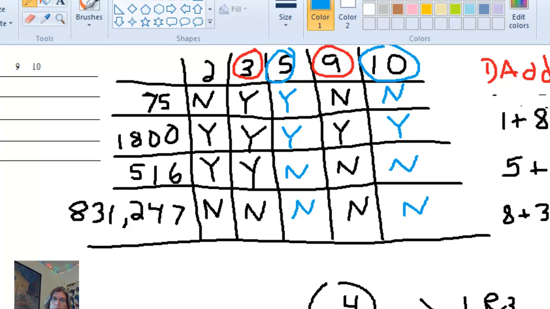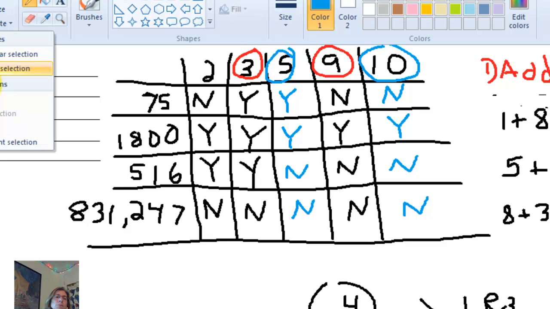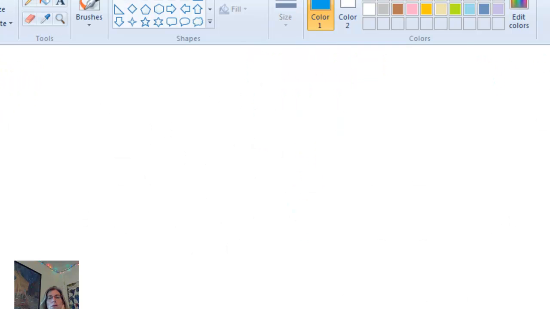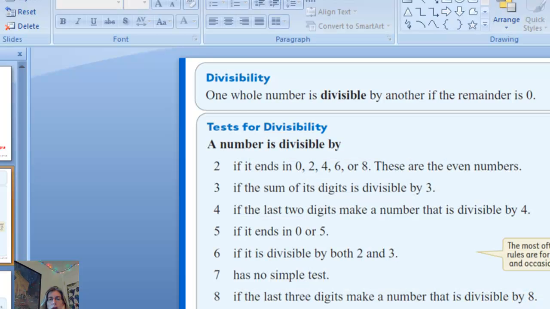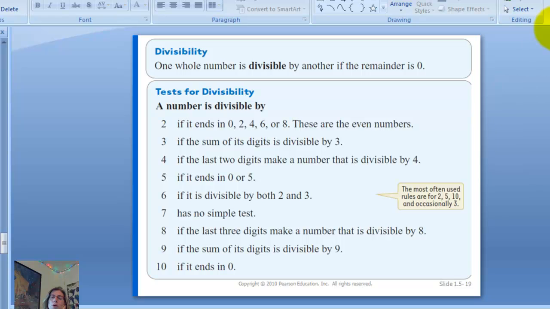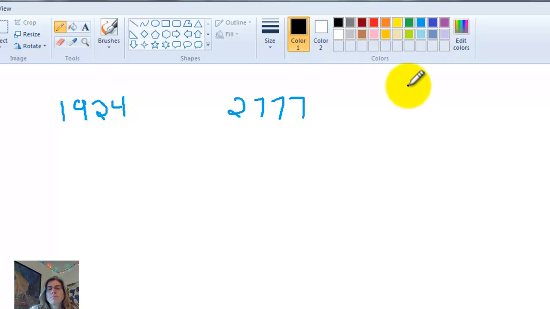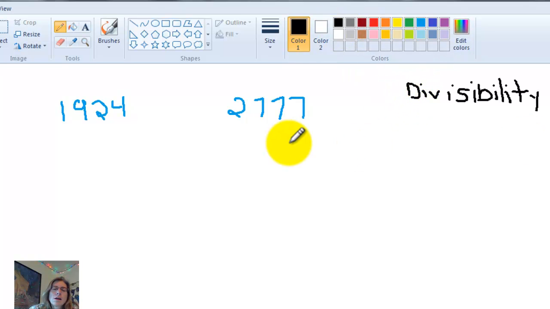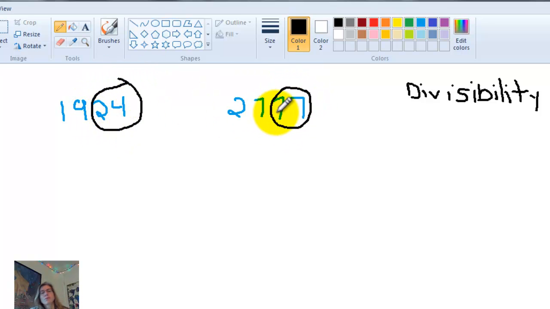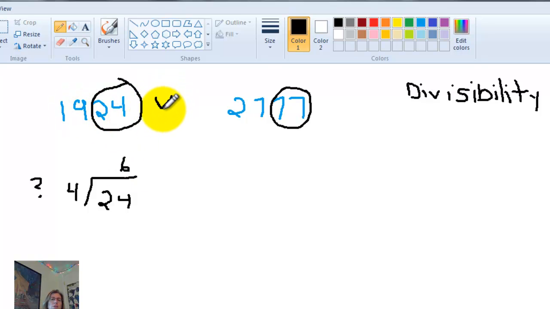The other divisibility rules, we can just do a quick scan at those. 4 sometimes trips people up a little bit. Look at divisibility by 4. You have to just look at the last two numbers and decide, are those two numbers divisible by 4? 24. So you're asking yourself this question: does 4 go into 24? Yes, it does. 6 times 4 is 24. So therefore, this number here is divisible by 4.